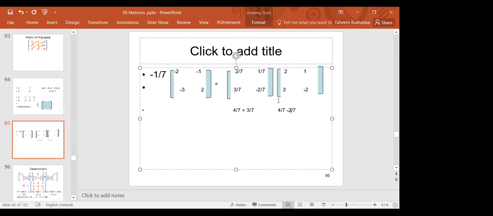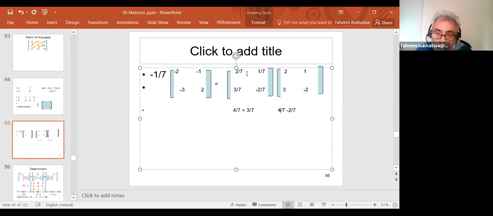I think you should do 2 over 7 times 1. Yes, sorry. So this is the one that should be 2, because that's 2 times 1, and 1 over 7 multiplied by minus 2. So one is plus 2 and one is minus 2, right? Okay. The next line.